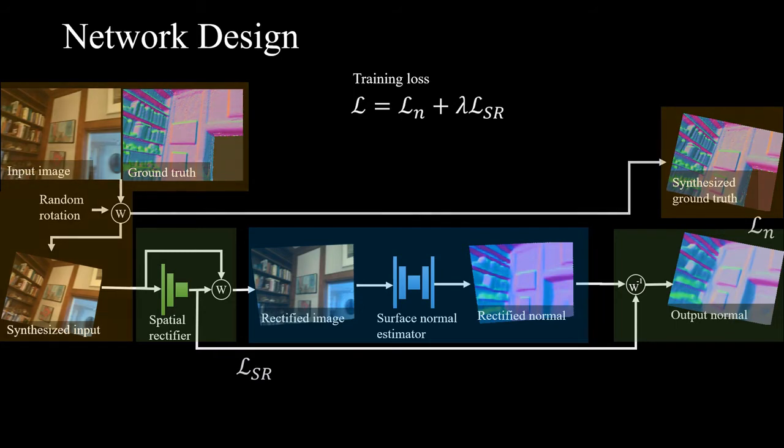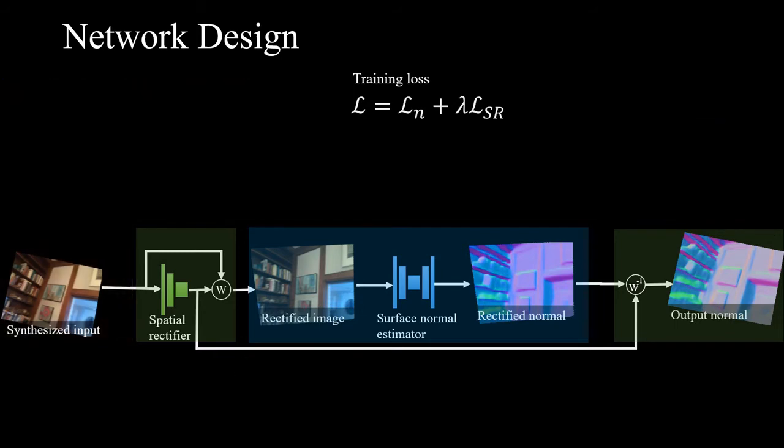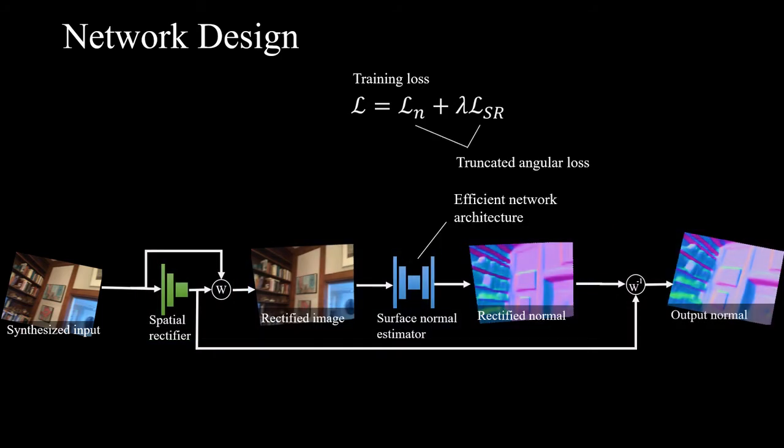During testing, we remove the tilted image synthesis and only use 2 components, the spatial rectifier and the surface normal estimation. We employ the truncated angular loss for training to improve accuracy and robustness of the trained surface normal estimator. In addition, we design a new surface normal estimation network that achieves a 2 times speed up as compared to the state-of-the-art, allowing real-time performance. More results about the loss and the network can be found in our paper.